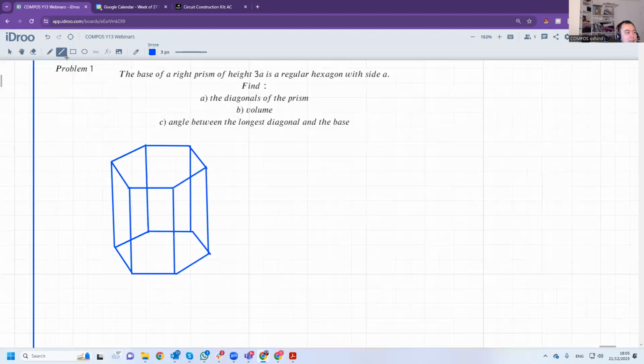Okay, find the diagonals of the prism. So let's see what we have. The base is A, and the height is 3A. Okay, so find the diagonals. So there are several diagonals. So one diagonal goes like this. That's one diagonal. The second diagonal goes like this.